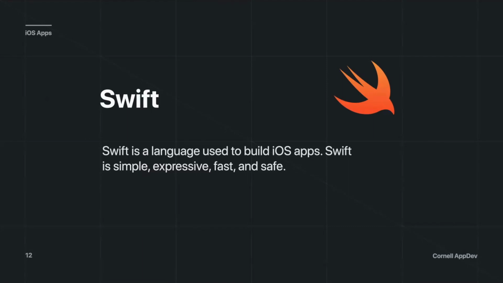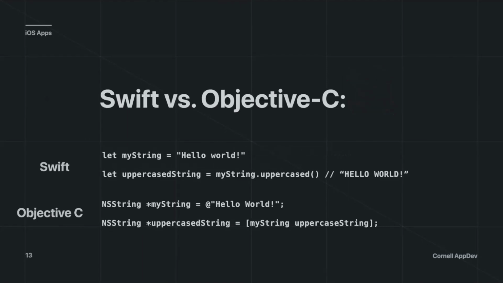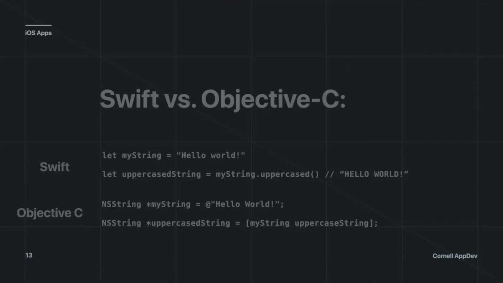Swift is a language used to build iOS apps, and it's simple, expressive, fast, and safe. So this is Swift. This is not Swift. This is how we used to build apps. You see how there are ampersand signs, special syntax for declaring the string, a semicolon, and a bunch of brackets. It's ugly, right? Now we have Swift, which is really clean and really cool. You're going to be learning how to build iOS apps with this new language, which is really nice.